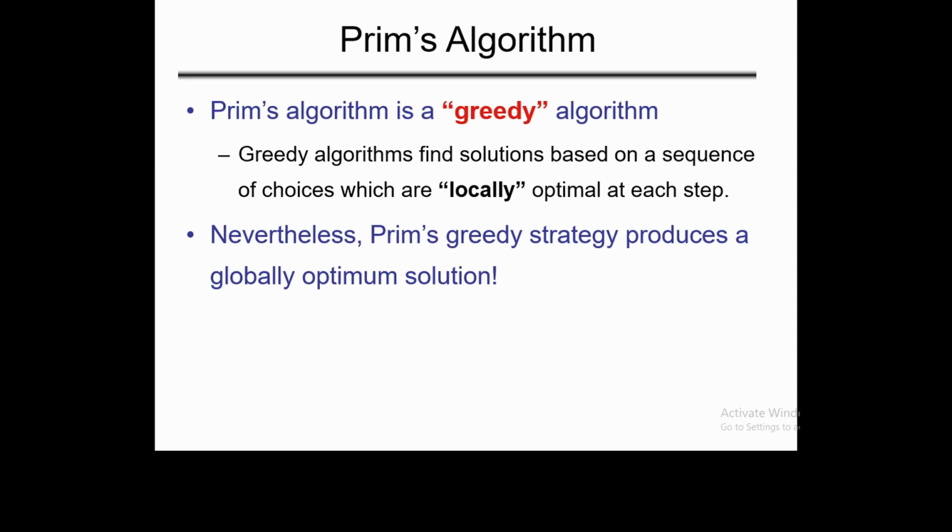Prim's algorithm is a greedy algorithm, and a greedy algorithm finds a solution based on a sequence of choices which are locally optimal at each step. So what we are doing is finding the edges with the least edge weight and adding those vertices into our vertex set. But the Prim's algorithm strategy finally produces the minimum spanning tree, or we can say the global optimal solution.